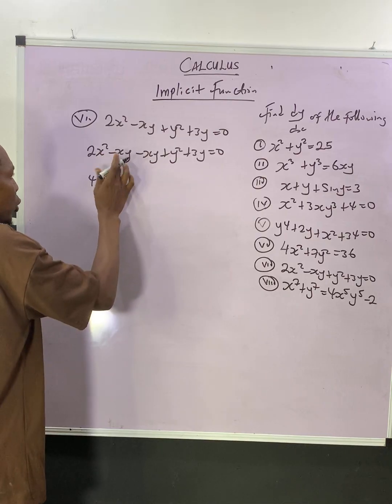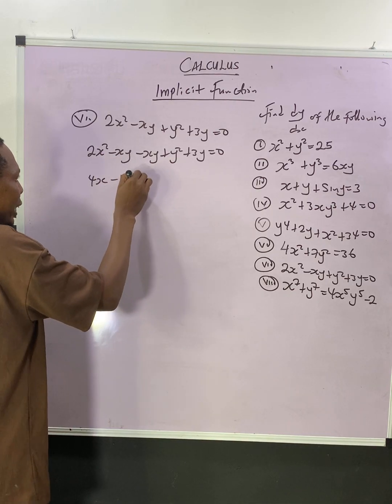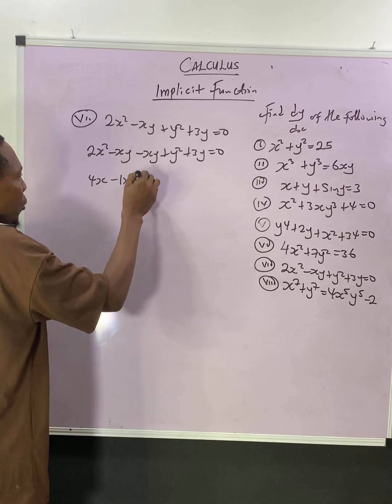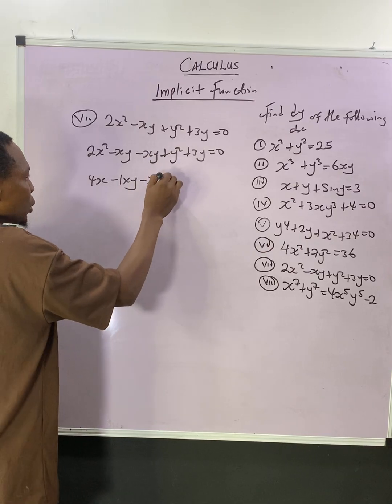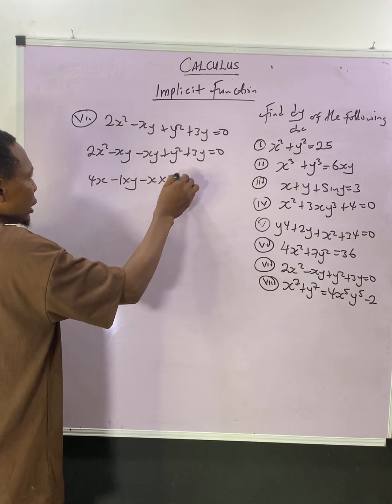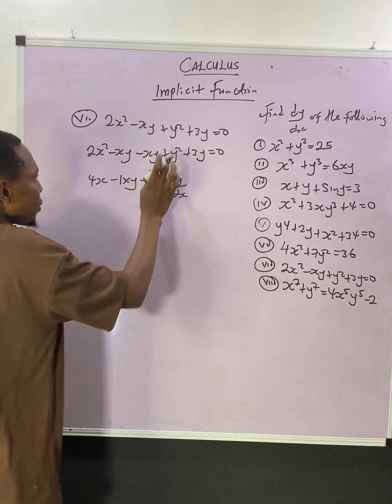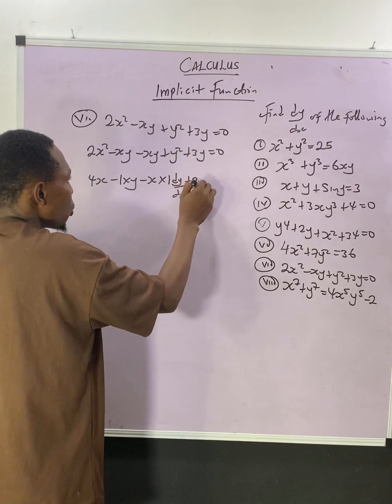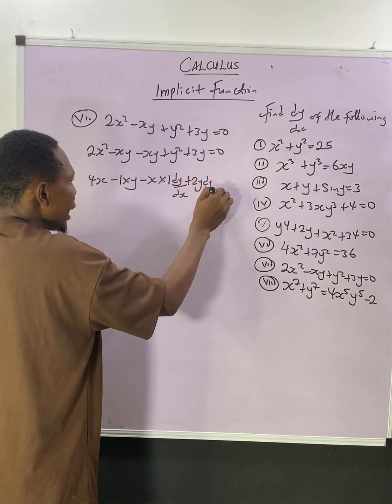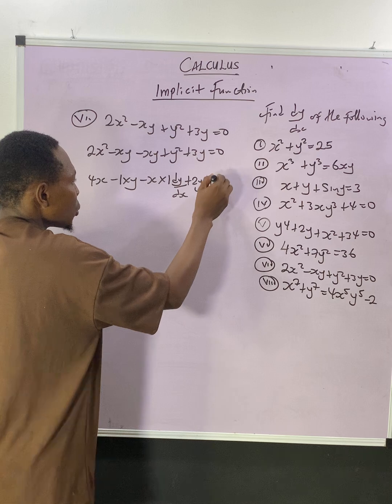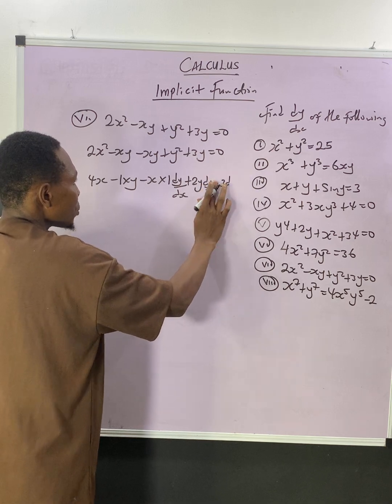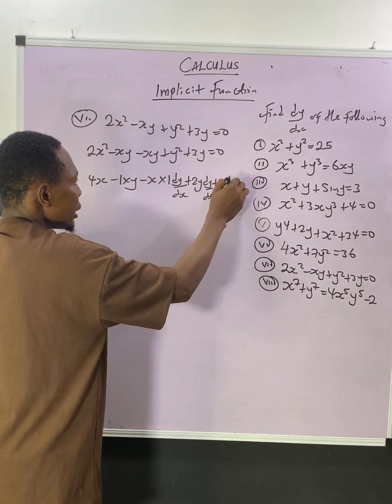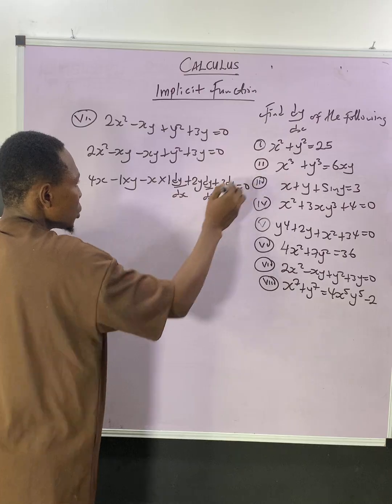If I differentiate minus x, it is minus 1 times y. Then we have minus x. If I differentiate y, it is 1, then we add dy/dx. If I differentiate y squared, it is 2y dy/dx. If I differentiate 3y, it is 3, that's plus 3 dy/dx. Then equals 0.